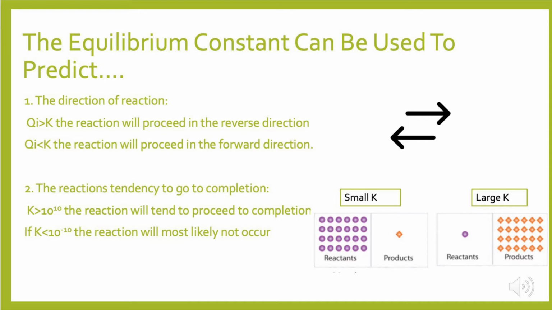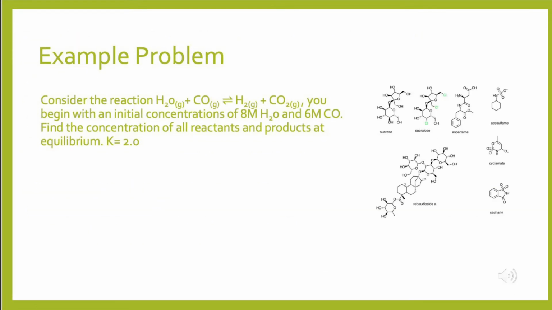K can also predict the reaction's tendency to go to completion. If K is large, the reaction will tend to proceed to completion and the system will contain mostly products. If K is small, the reaction will most likely not occur and mostly reactants will be present. Take a look at this example problem and think about it before proceeding to the next slide, and see if you can figure it out before I move on to the solution.